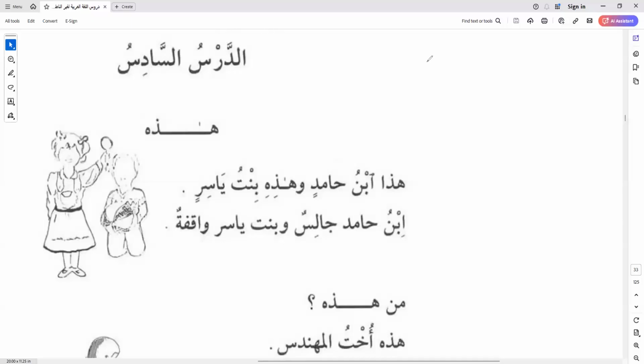Let's look at the objectives of this lesson. What are the objectives here? We're going to learn how to use هذه.